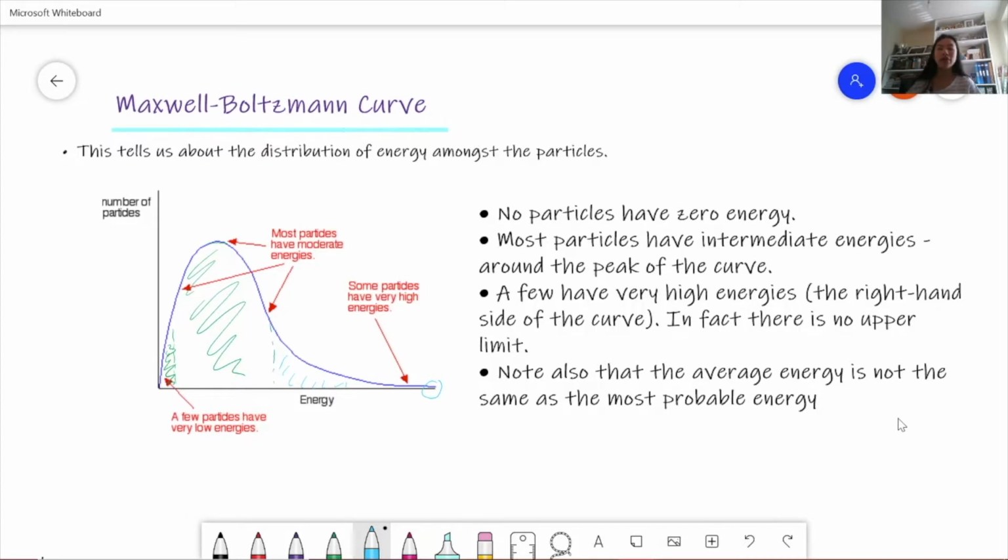We also need to note that the average energy is not the same as the most probable energy. So the most probable energy is the highest energy that most of the particles have. So it would be about here. And we call this E subscript MP. But the average energy is when you add up all the energies and divide by how many particles there are. So it would be more around here. So this would be the average energy.